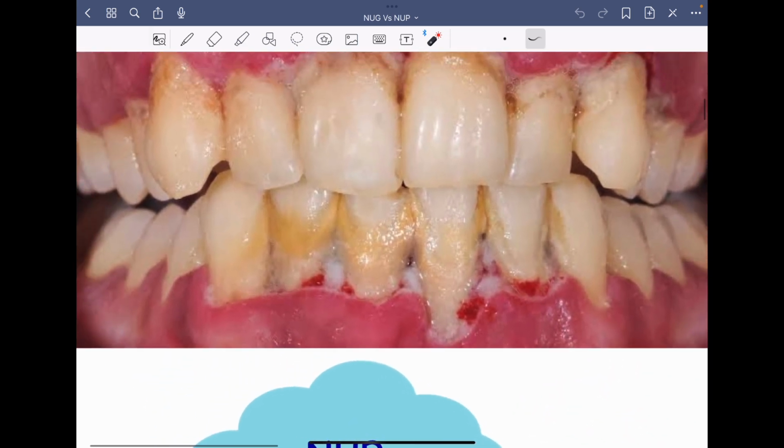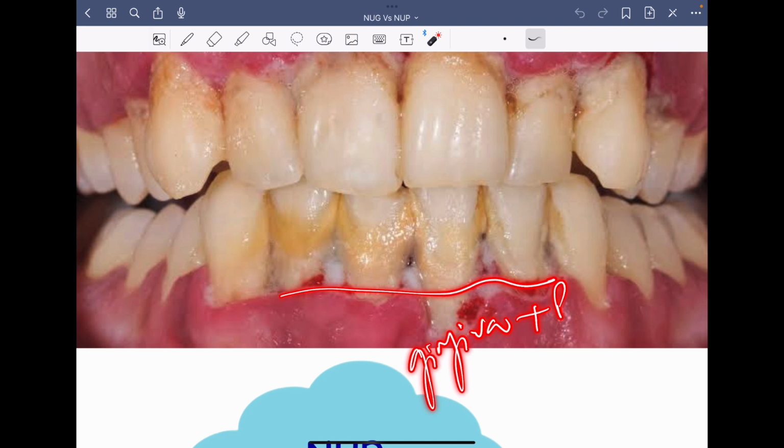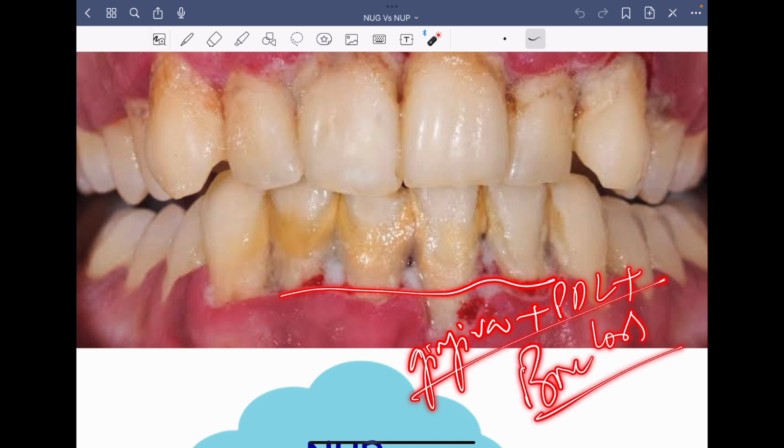See here you can appreciate clearly, we can see that there is a bone loss which is present. There is compromise in the quality of attached gingiva as well. Here there is no adequate attached gingiva present, therefore the root of the tooth is also clearly visible over here, right? So these features are characteristic for NUP, right? We have involvement of gingiva plus PDL definitely, plus we have extensive bone loss which is present.